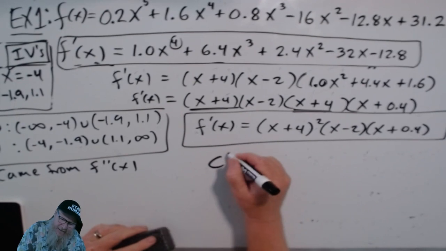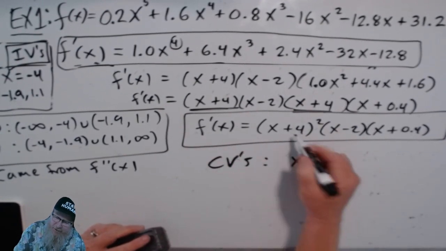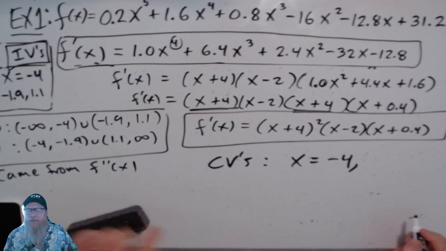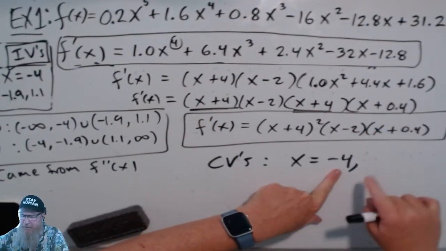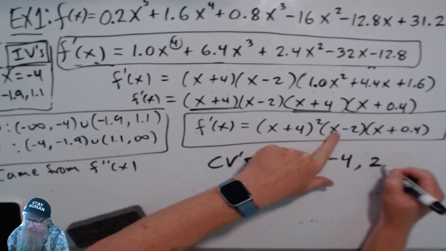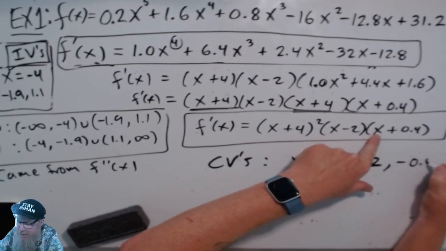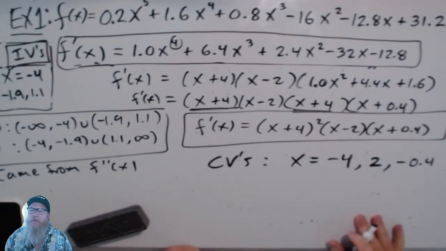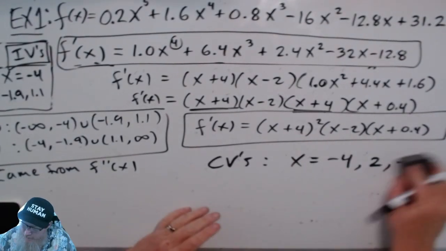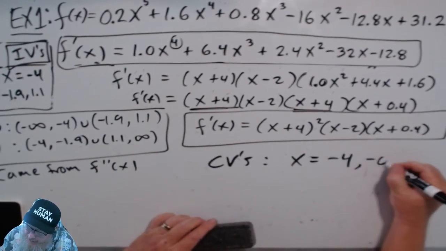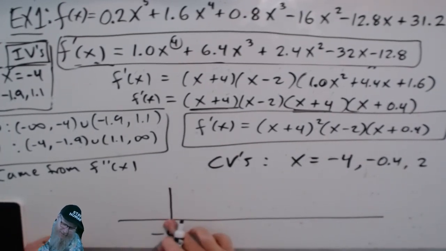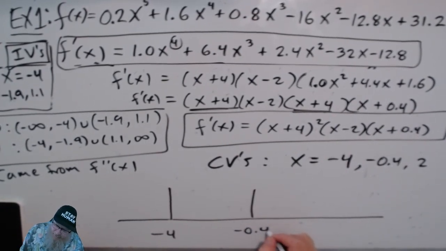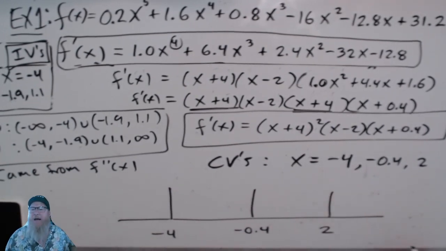So my critical values are -4. Now, even though that one occurs twice, you don't have to type it in twice. Just type it in once. What else? +2 and -0.4. Just for fun, let's put them in order. You don't have to, but I like to, because I'm going to do the sign test. And on the sign test, they do have to be in order. So you might as well put them in order to start with, and that'll save you some work.